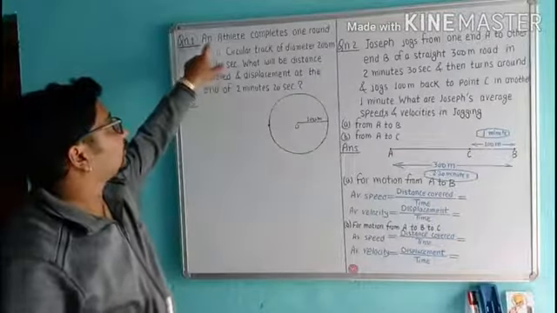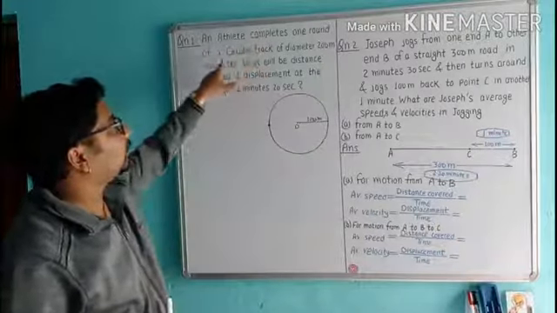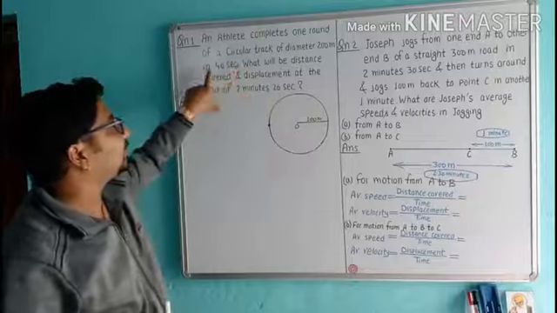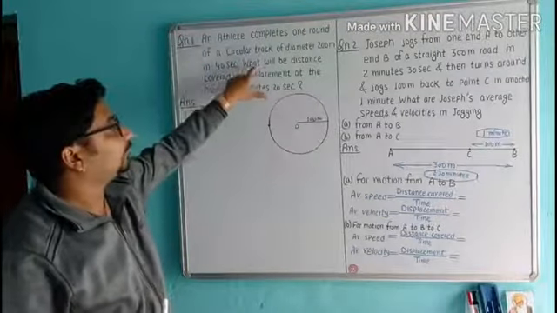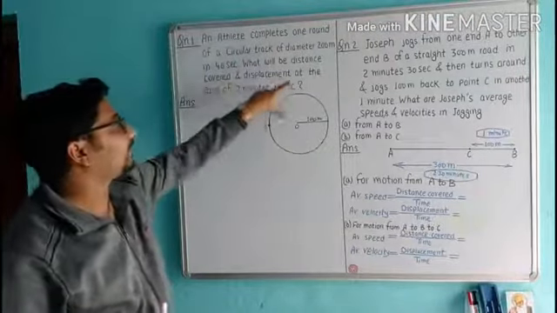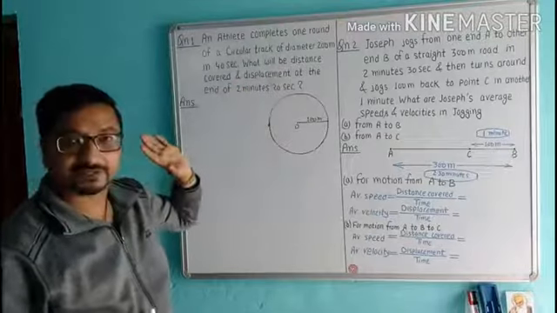Now, first question. An athlete completes one round of a circular track of diameter 200 meter in 40 seconds. What will be the distance covered and displacement at the end of 2 minutes 20 seconds?